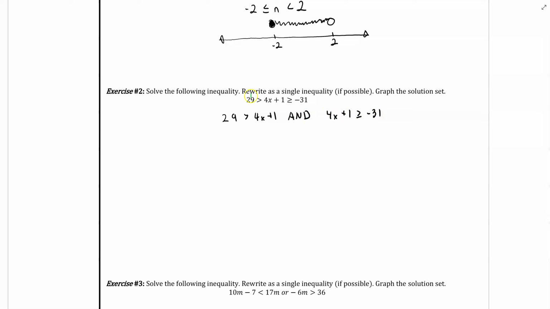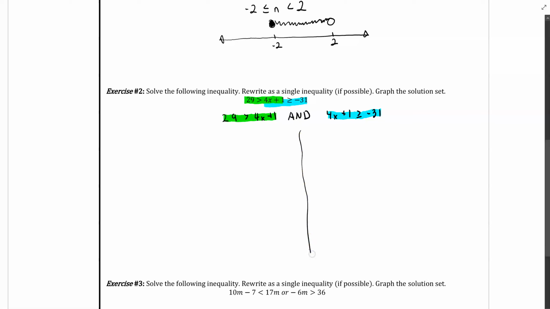If you're having trouble seeing that, the green part is the first inequality, and the blue part is the second inequality. That's how we break it up into 2 parts. The first two sections create the first inequality, and the second two sections create the second inequality. And then from here we can solve. For 29 is greater than 4x plus 1, we will subtract 1 from both sides, which gives us 28 is greater than 4x. Then we can divide both sides by 4, which gives us 7 is greater than x.